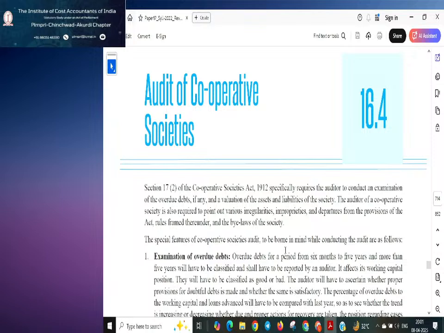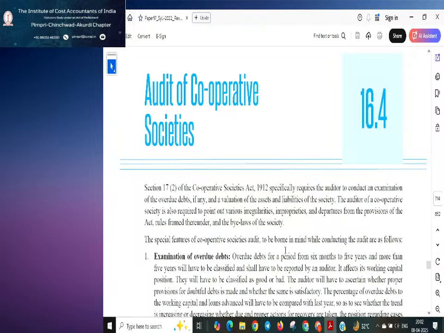In this chapter, audit of cooperative societies, one question surely comes from here. It could be any organization which is listed here, but it is one way it is very easy to answer. There are certain things which are universally same for all the organizations. So when it comes to audit of cooperative society, first, which act governs the cooperative society? It is the Cooperative Societies Act 1912. What does section 17(2) of that act state? It specifically requires the auditor to conduct an examination of the overdue debts, if any, and valuation of assets and liabilities of the society.